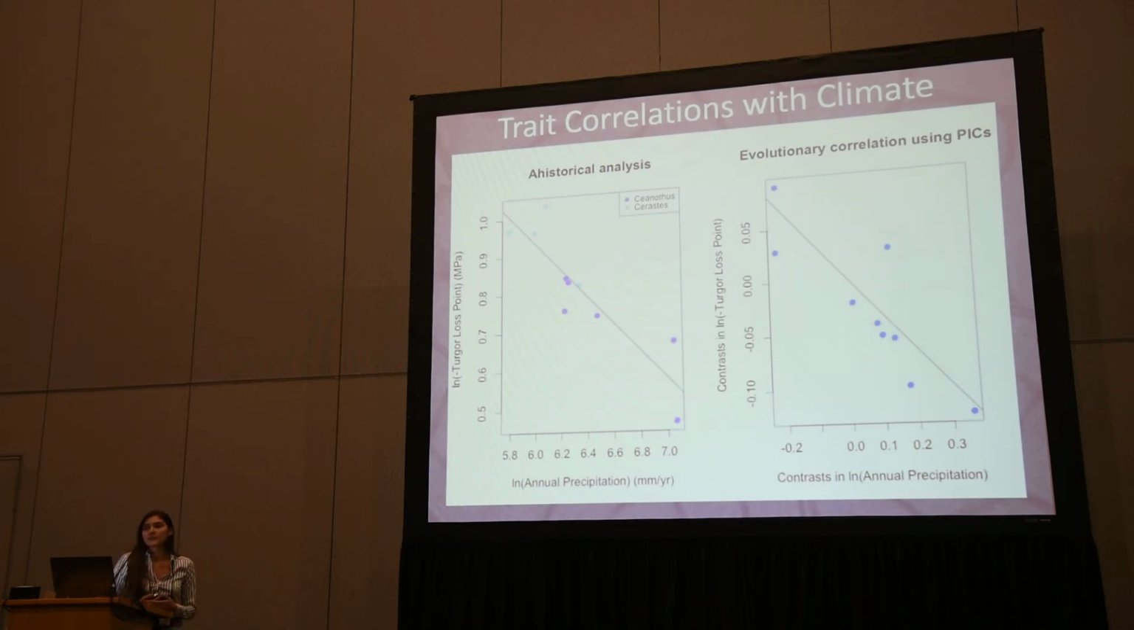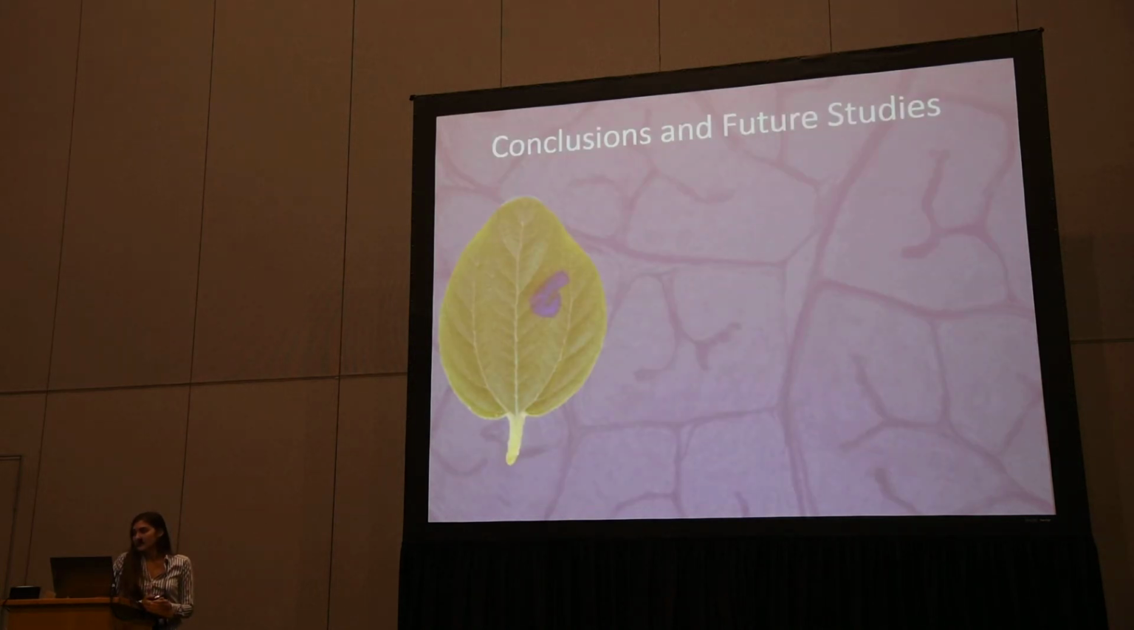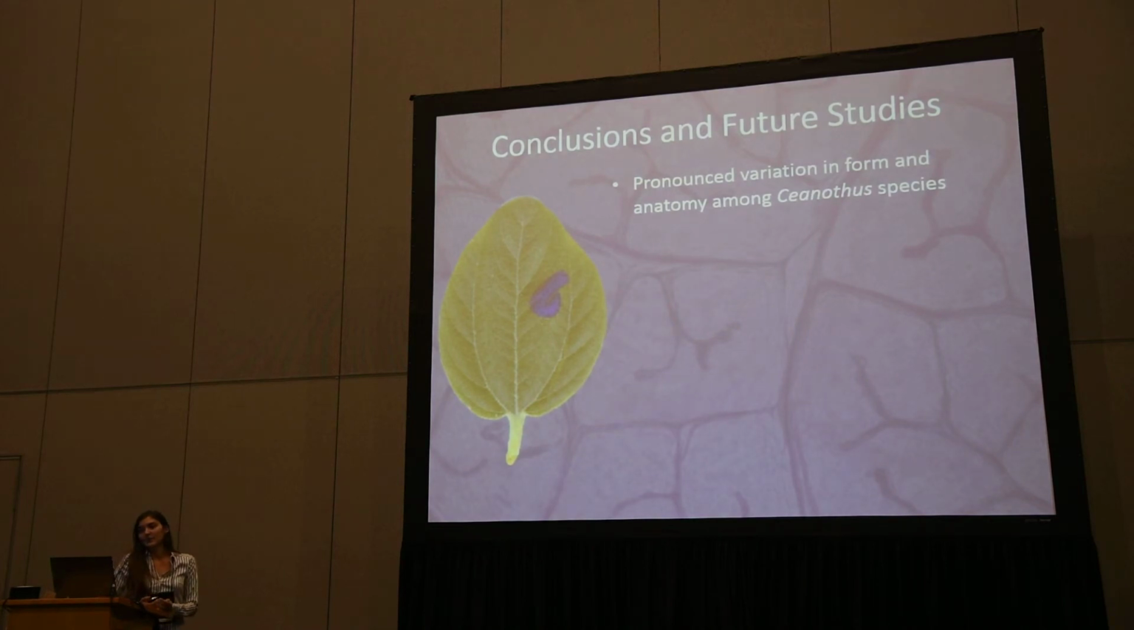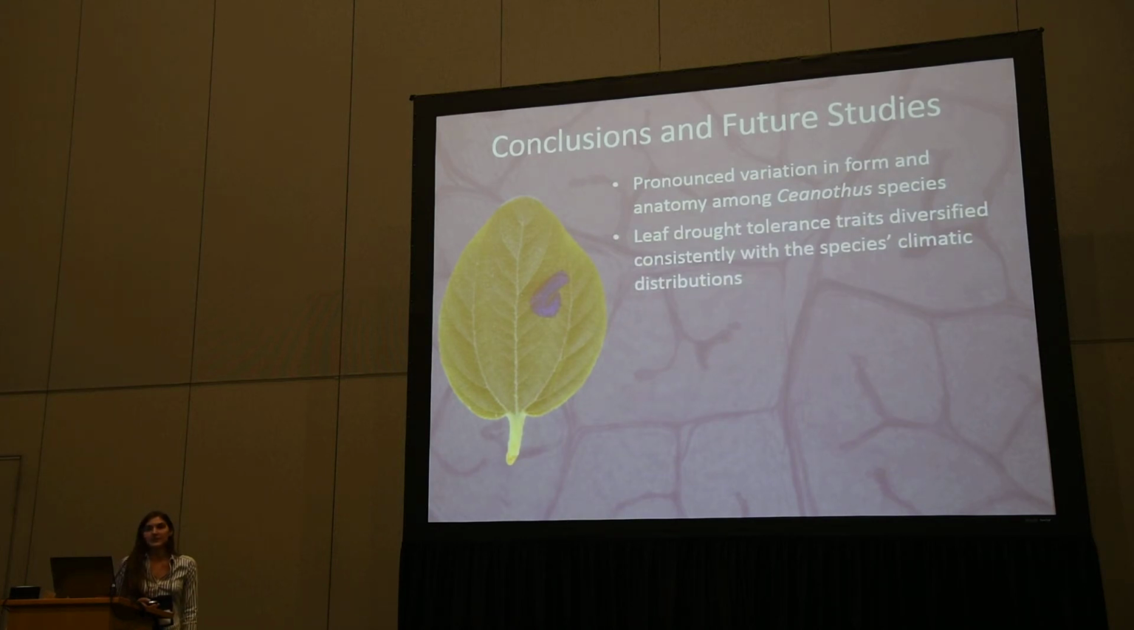And we also found correlations with other traits, like I said, like cuticle thickness and precipitation, aridity, and temperature, and leaf area and temperature. And all of these seem to hold up after conducting independent contrast analysis. So, in conclusion, we found pronounced variation in form and anatomy among the Ceanothus species and between the two subgenera, and I think this is maybe the first study to look in depth at the anatomy in this lineage. We also found that the leaf drought tolerance traits diversify consistently with species climatic distributions, as I showed with that example of turgor loss point being correlated with climate.